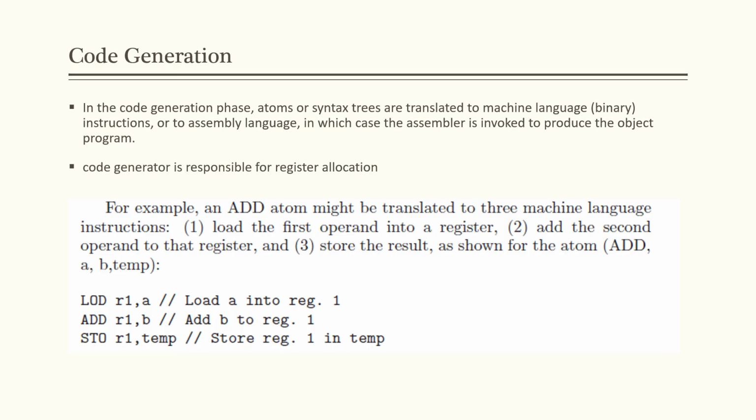Okay, for example, an add atom might be translated to 3 machine language instructions. When you want to do addition of 2 numbers, the code generation translates it into 3 machine language instructions. First one is to load the first operand into a register. So in order for you to calculate 2 numbers, the first thing is to store the first variable into the register, the memory. Only then can you add the second operand to the value inside the register. The third step is to store the result inside temp. In this case, it's temp, not temp1, meaning another memory allocation.